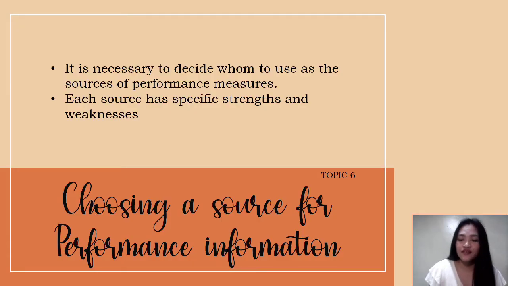After we identify the approaches in measuring performance, we now have to choose a source of performance information. It is necessary to decide whom to use as the source of performance measures. Each source has specific strengths and weaknesses. Like the approaches, there is no best source, and every source mentioned has its strengths and weaknesses. So there are 5 primary sources of information.